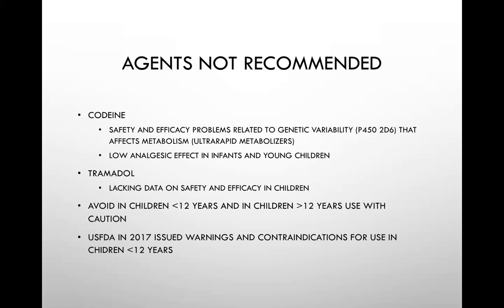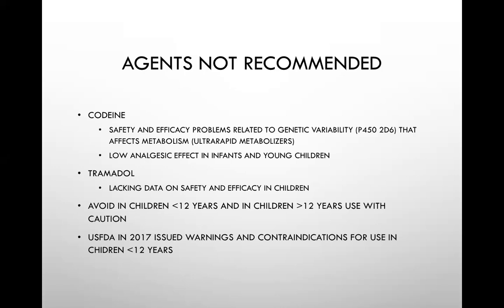The US FDA in 2017 issued warnings and contraindications for the use of codeine and tramadol in children below 12 years. This came from when they noticed deaths from the use of codeine and tramadol amongst children. Therefore, the safety and efficacy problems are related to genetic variability that affects metabolism, leading to ultra-rapid metabolism.